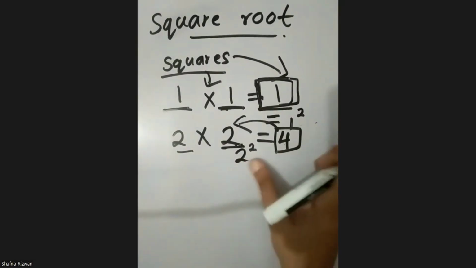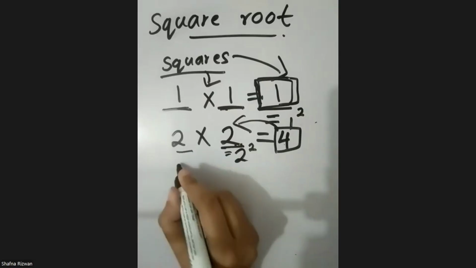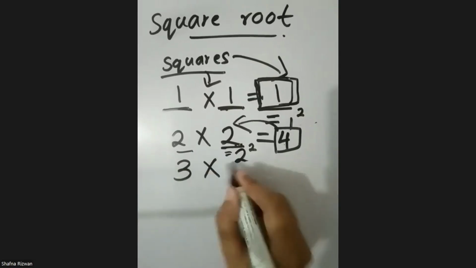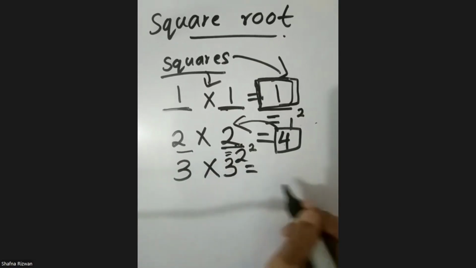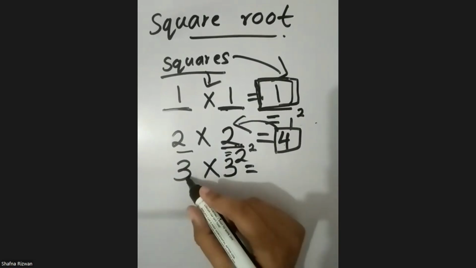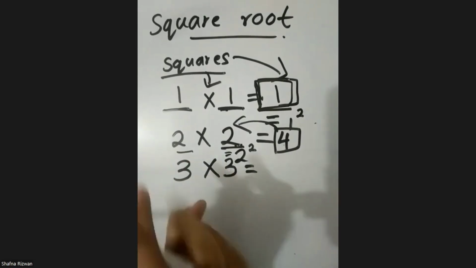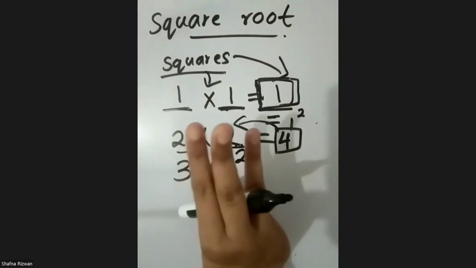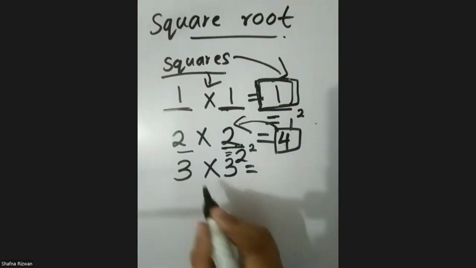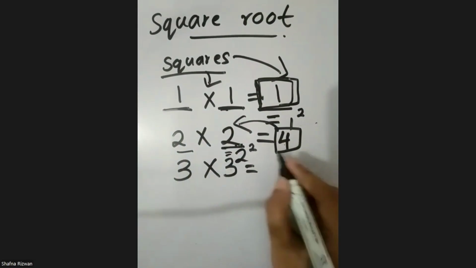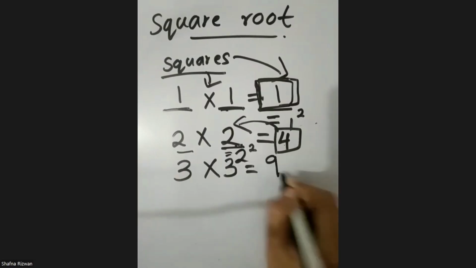Now let's go through the other one. If you take 3, you have to multiply it again by 3. What will be your answer? You have to multiply 3 by 3. 3 multiplied by 3 is how much? That is 9.